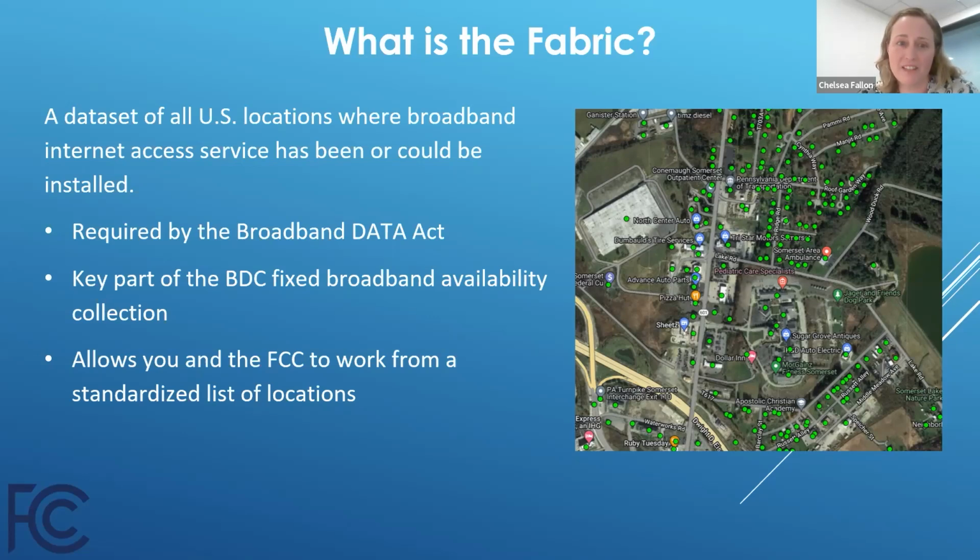Also, when fixed broadband providers file data in the BDC system on their availability as a list of locations, they must use the fabric and specifically the unique identifiers for each location as the basis for that list and that data. In addition, when you go to the National Broadband Map, all of the green and red dots showing the locations on the map are the fabric locations.